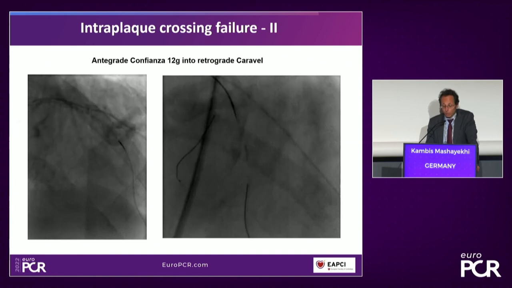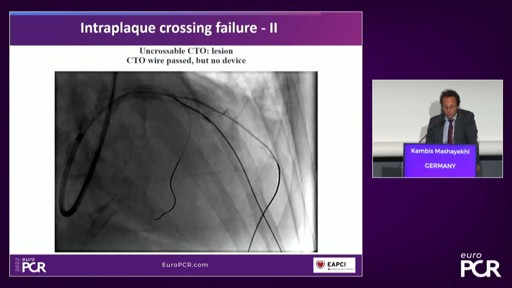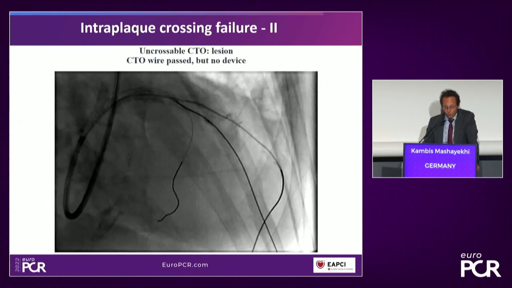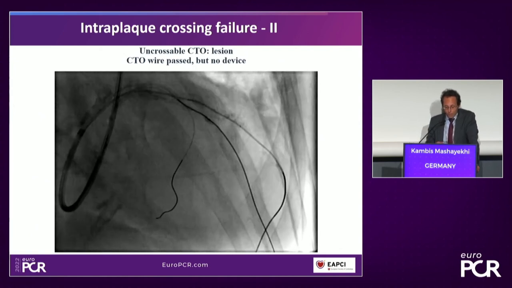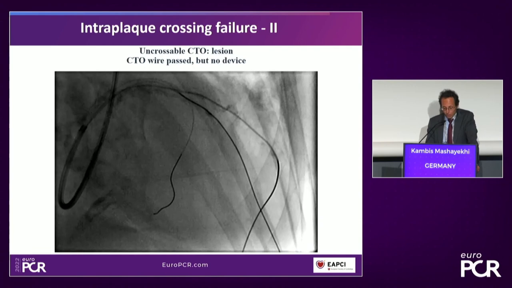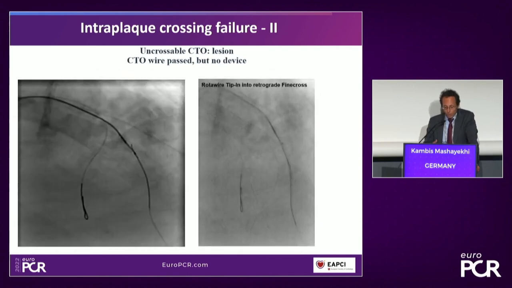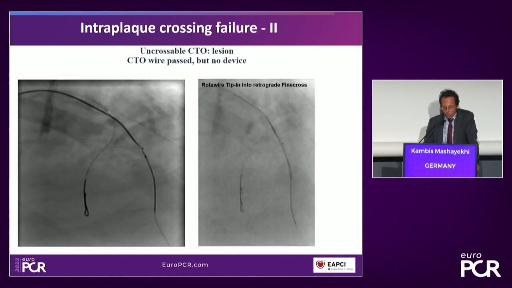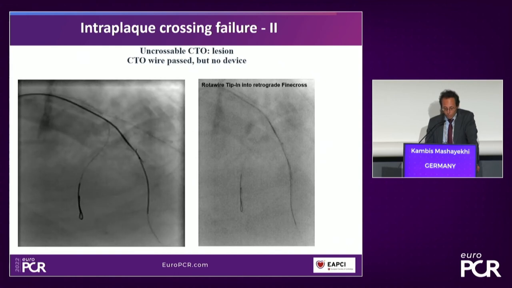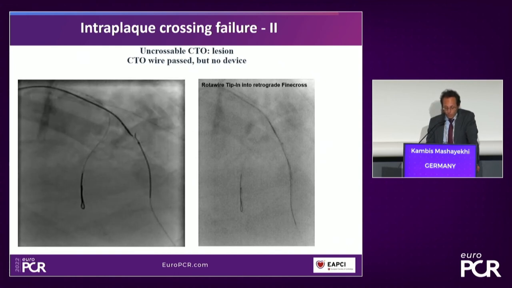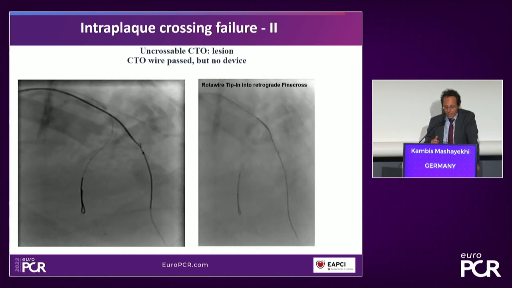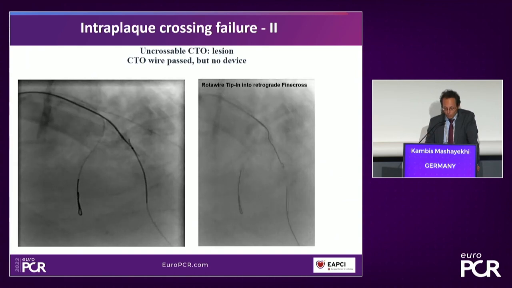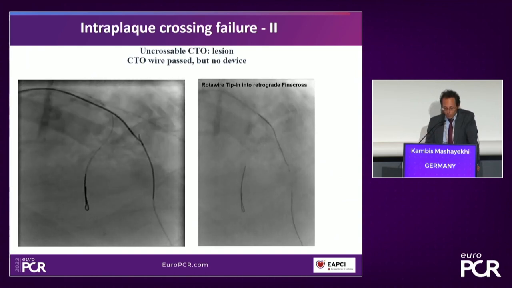Now go for plaque modification. But the problem was nothing could cross. Again, uncrossable lesion. Even if you're inside your retrograde microcatheter. So in these scenarios, you have two options. The one is to go around with a knuckle wire to dissect and re-enter, or alternatively, what I did here, I just rotated a little bit my antegrade Confianza at 12, I created a little bit of space, and then I did a rotor tip-in into the retrograde Fine Cross. As you can see on the right image, this works.